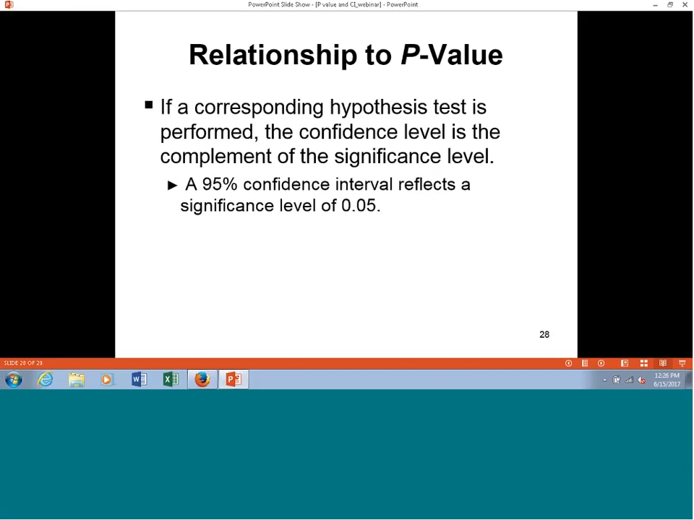Confidence interval is related to p-value. So if a corresponding hypothesis test is performed, the confidence level is the complement of the significance level. A 95% confidence interval reflects a significance level of 0.05. For instance, a 95% confidence interval of an effect not containing 0 implies that there is a statistically significant difference between the two groups, if we were to perform a hypothesis test to compare two means using significance cutoff 0.05 for p-value or a 0.05 significance level.